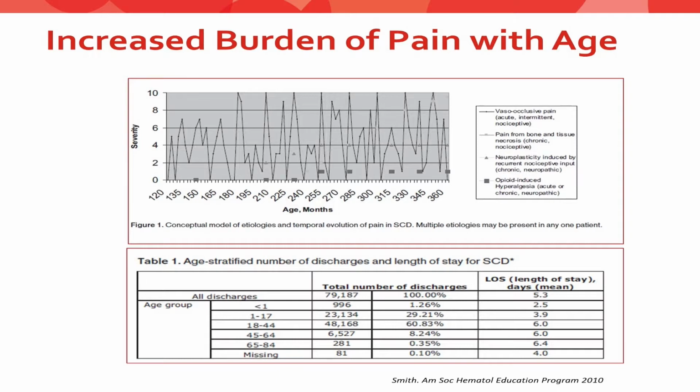Here is the age group and the total number of discharges or admissions and their length of stay. As you can see, when the child is less than 1 year old, the total number of admissions for pain was very small, less than 2%. Length of stay was small. But as the kids get older, especially over 18, they were responsible for 60% of the episodes of hospitalization, and length of stay was also longer, about a 6-day average.